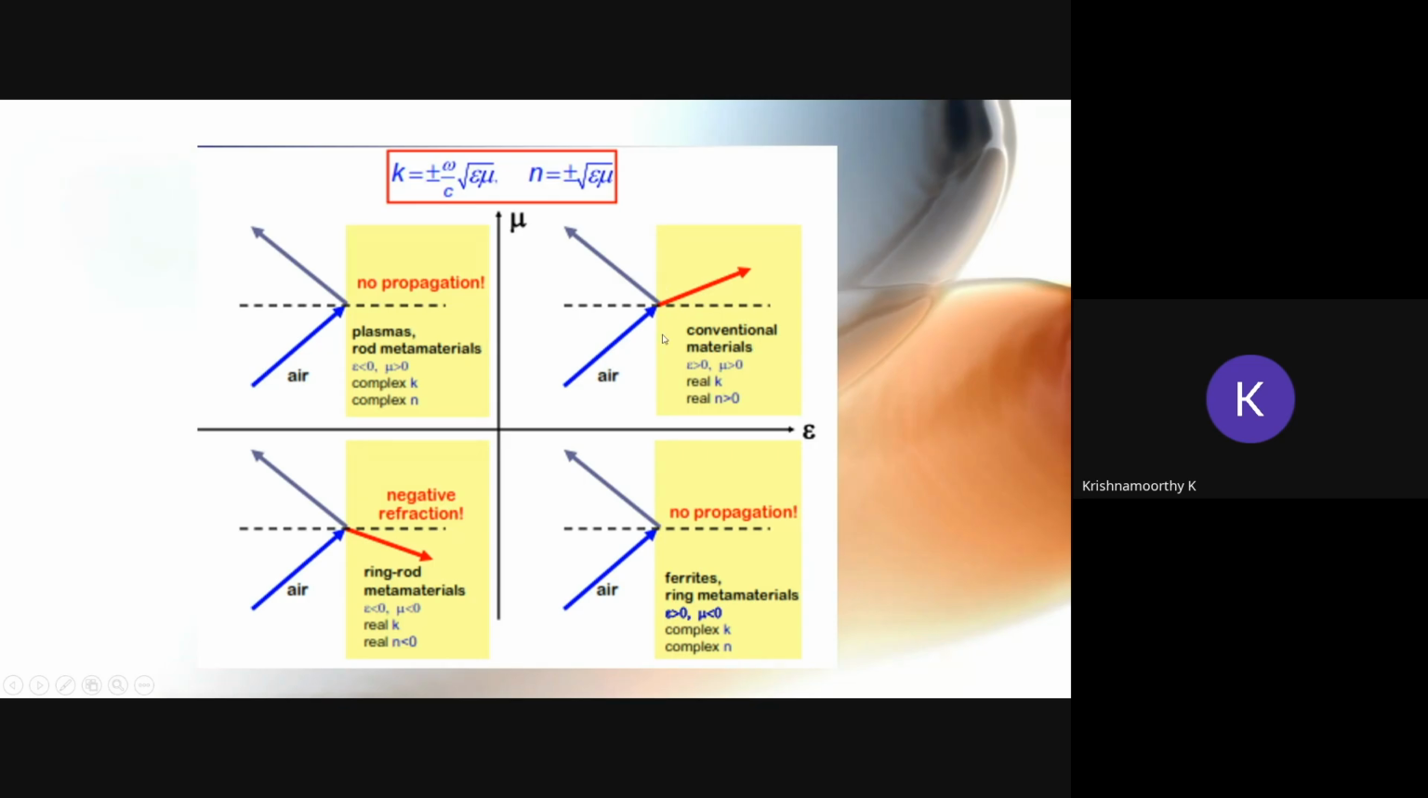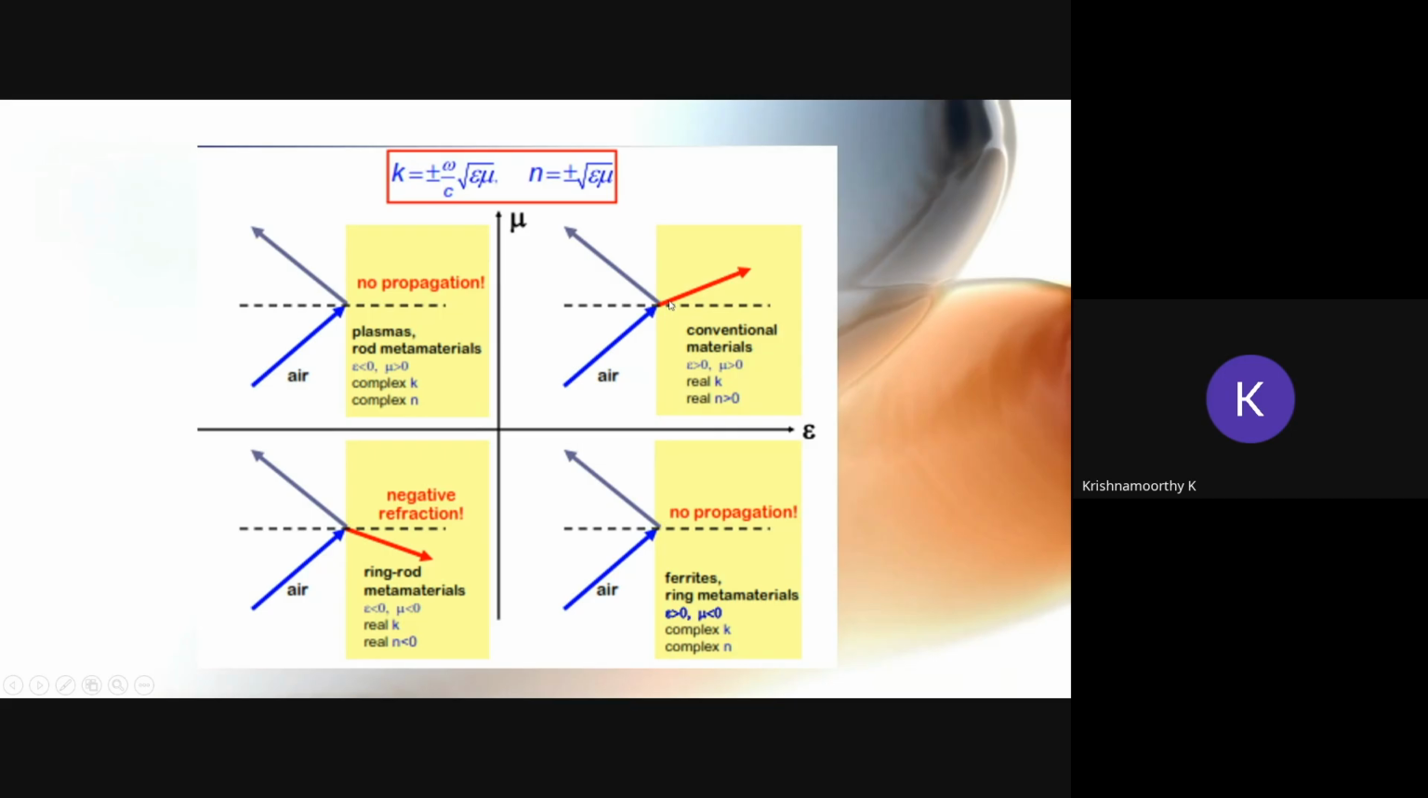Double positive medium is going to obey Snell's law. But the double negative medium is going to have the opposite effect compared to the conventional material. Here also the wave is going to propagate, but you can see the direction of the wave propagation. At the interface, we are going to have negative refraction. The conventional material offers positive refraction. The double negative medium offers negative refraction.